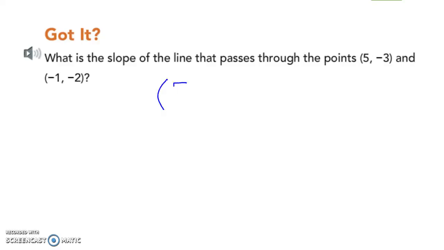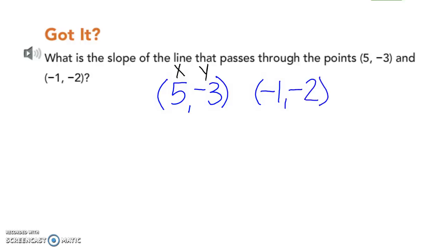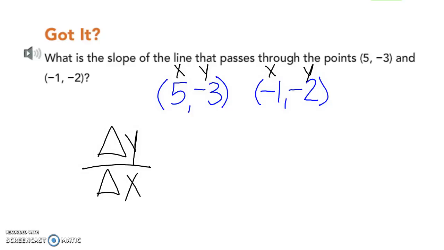Alright, so I've got my points 5, negative 3, and negative 1, negative 2. I'm first going to label those as X, Y, X, Y. Next, I'm going to write my formula, change in Y over change in X. And I'm going to do negative 3 minus negative 2.